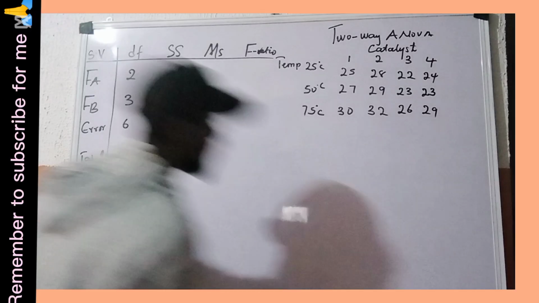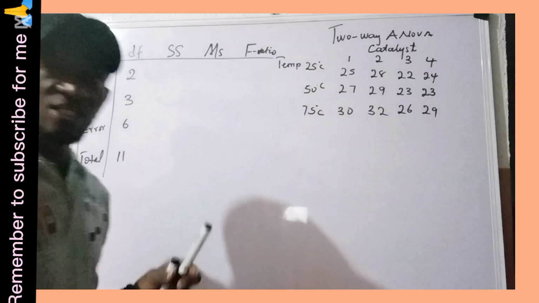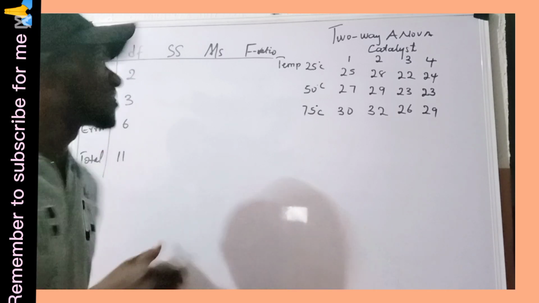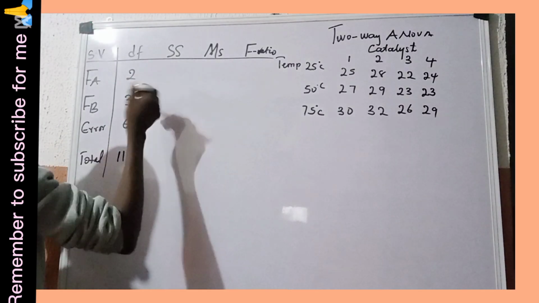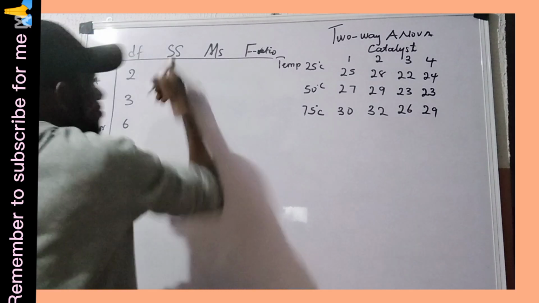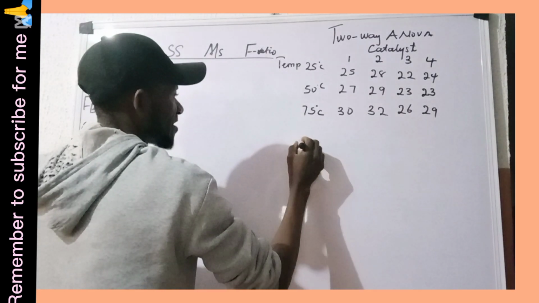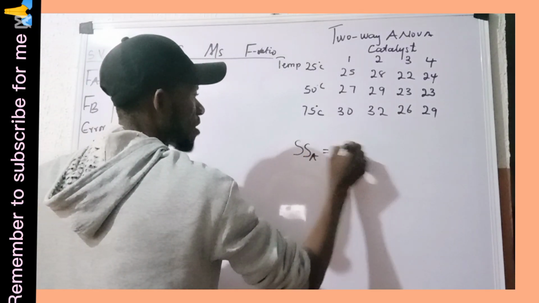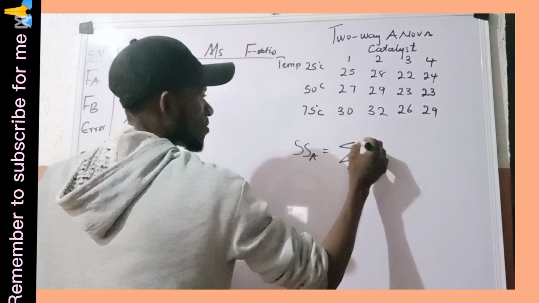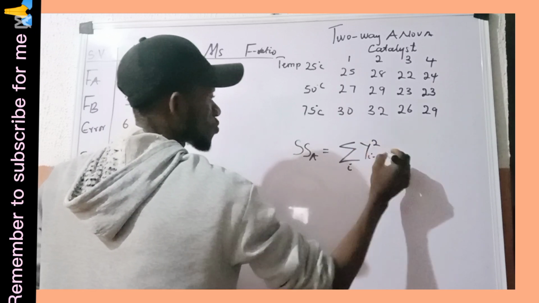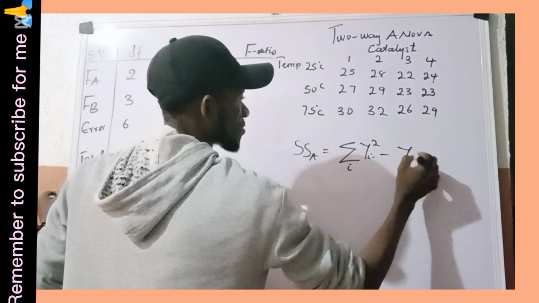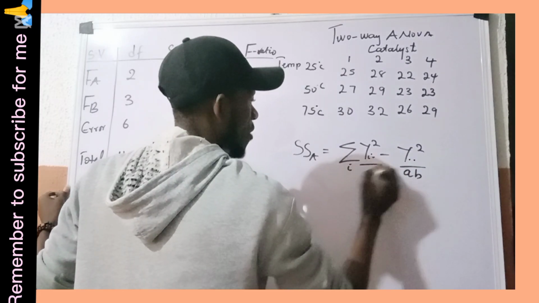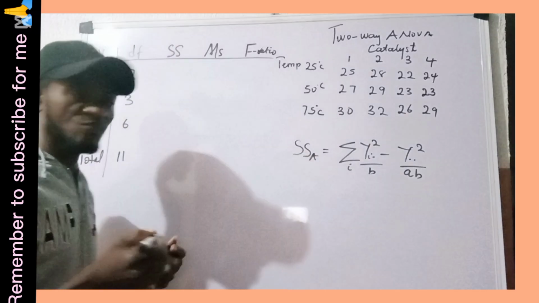Okay. For us to obtain the sum of squares, we are going to use this formula. We have sum of squares for factor A and sum of squares for factor B. So that's what we call SS of A and SS of B. For us to get SS of A, the formula is that SS of A is given as the sum over i of yi dot all squared over B, minus y dot dot all squared over AB. I will explain what we mean by this.